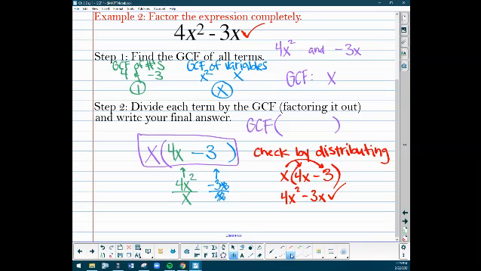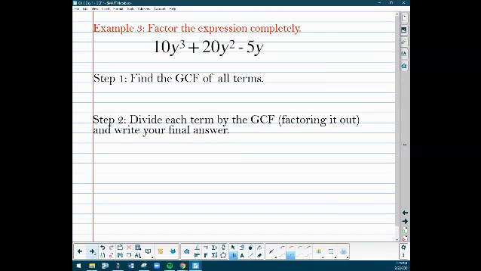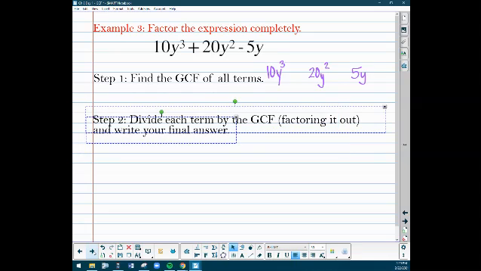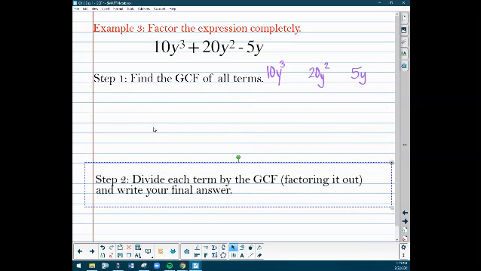Okay. All right, let's try another one. Factor the expression completely. This one's a little bit longer. Look, we've got 3 terms. This is a trinomial. So when we're looking at this, we want to find the GCF of all the terms. So this is going to be 10y to the third and 20y squared and 5y. So when we're finding the GCF, we got to look at all 3.